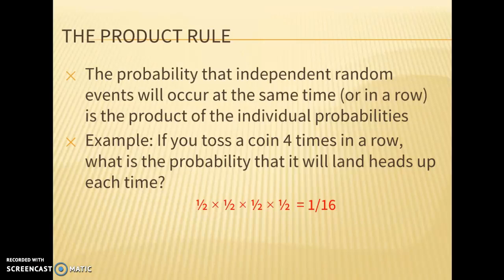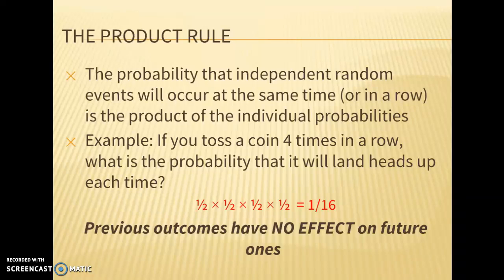Now, I want to add a disclaimer here. Let's say we extend on this question. What would be the probability of it landing heads up a 5th time? That's right. If you guessed 50% chance, you're correct. You don't multiply that all together because of the simple fact that previous outcomes have no effect on future ones. And that was one independent question. So you can see how questions can be misleading, so you have to be careful.